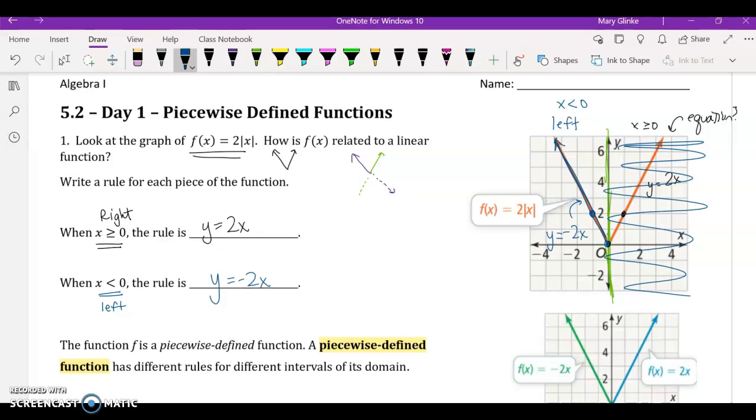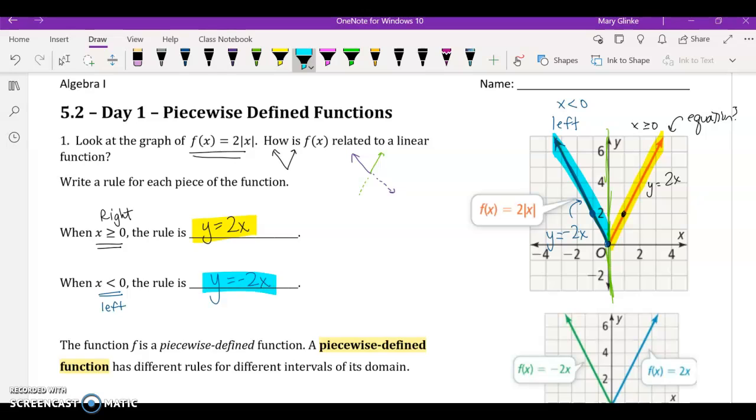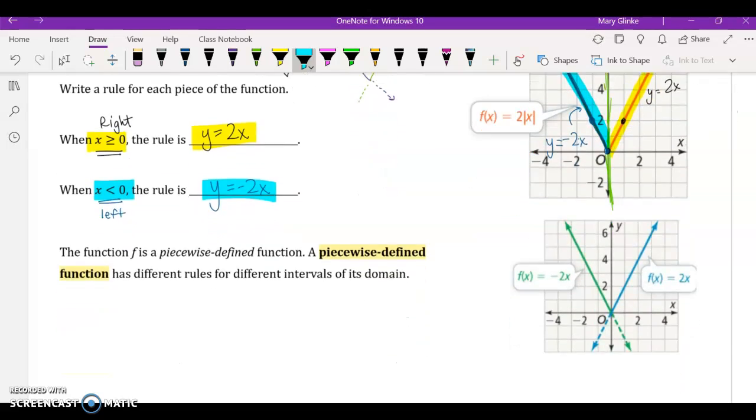But I don't have that whole line. I only have half of it. And so what's happening here is normally this rule would be this line, and this line would be this rule. But I only wanted the left half, or the right half of my yellow line, and the left half of my blue line. This is a piecewise function.